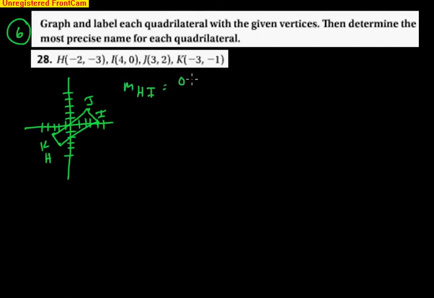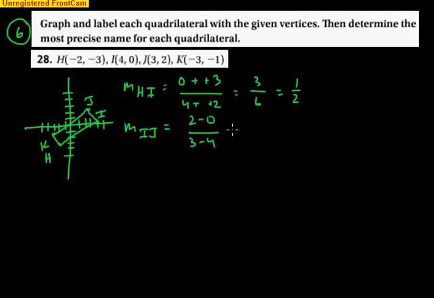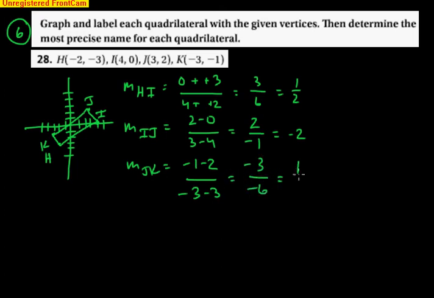First, the slope of HI. Y's over x's. That's a minus a -2. That is plus plus. That's 3 over plus plus 6. And 3 over 6 is a half. Slope of, move on to IJ. Y's over x's. 2 over -1. That's -2. Move on. Slope of JK. -1 minus 2 over -3 minus 3. That's -3 over -6. That's positive 1/2.